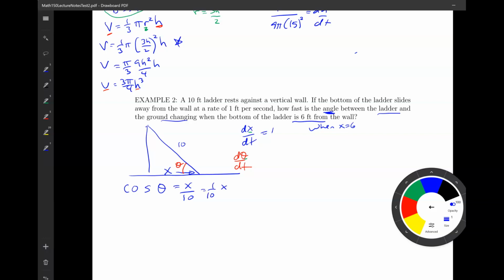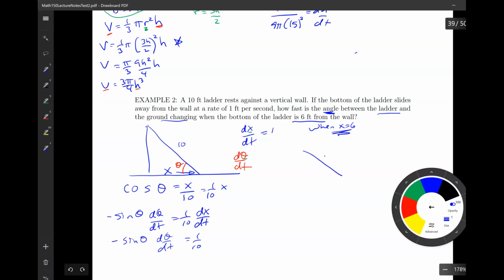Now I'm going to take the derivative with respect to t. I get 1/10, and the derivative of x is just dx/dt. Now I'm going to use my information. dx/dt is 1, so I get 1/10 here. d theta/dt is what I'm trying to find. Oh, sine of theta. I didn't get information about sine, but now I can use this information.